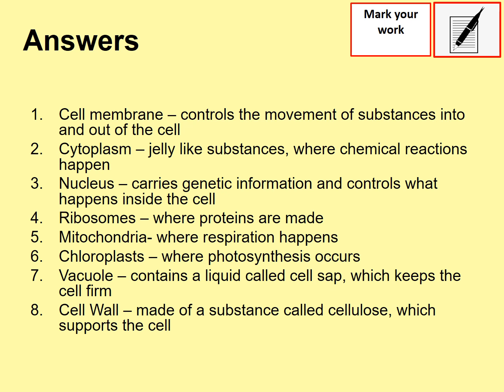Number 4, you should have labelled as the ribosomes. This is where proteins are made. Number 5, you should have labelled as the mitochondria, where respiration happens. Number 6 should be labelled as the chloroplasts, where photosynthesis occurs. Number 7 is a vacuole. This contains a liquid called cell sap, which keeps the cell firm. And number 8, you should have labelled as the cell wall, which is made up of a substance called cellulose, which supports the cell.